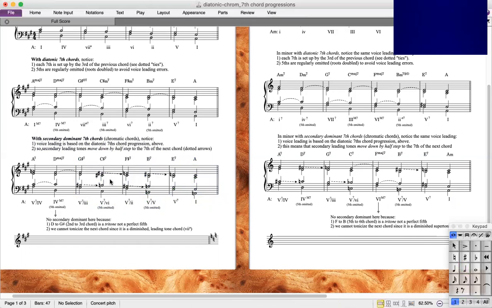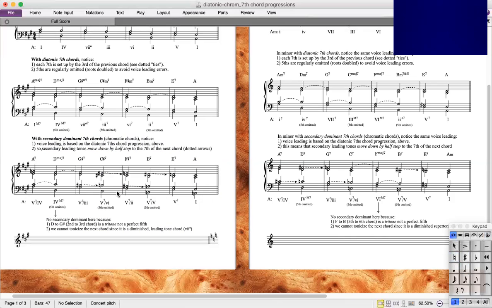So notice that the voice leading is borrowed from the diatonic version of this chord progression. So in other words, the third of one chord becomes the 7th of the next, and vice versa. So here you can see the soprano and the C sharp 7 chord, this E sharp, that's the third of C sharp 7, and it moves down. So that's showed here with all these arrows, moves down to E natural. Cool.